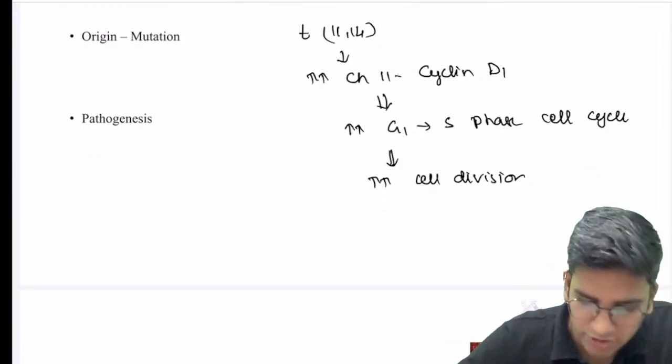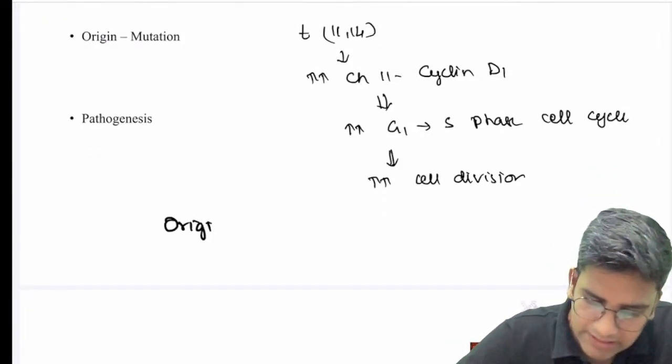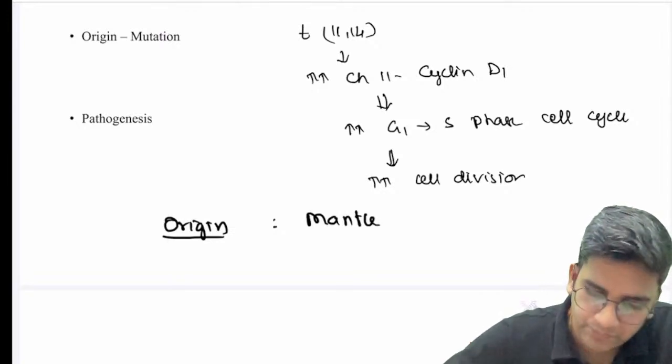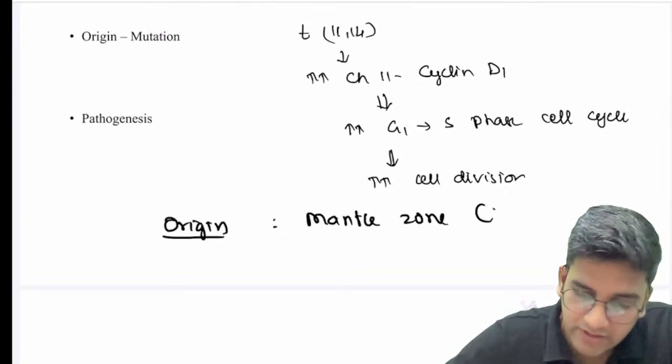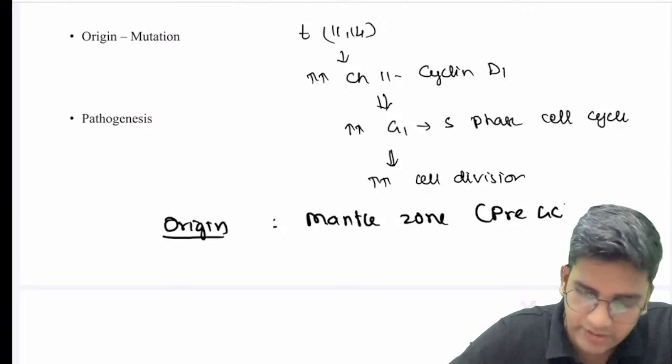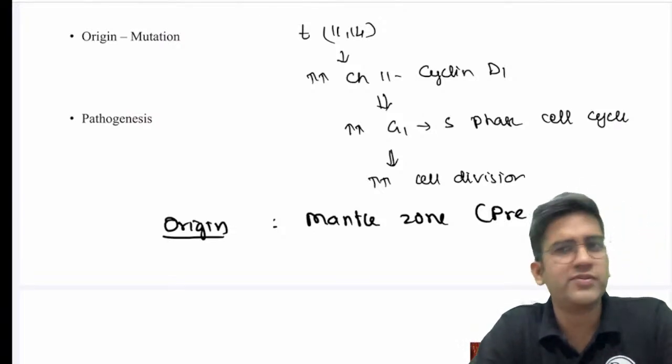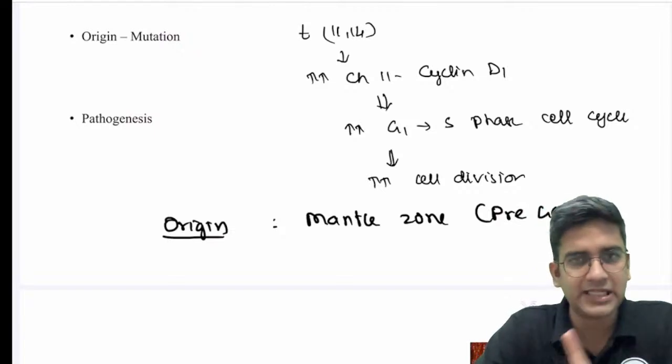The name says the origin. Origin for Mantle is undoubtedly the Mantle zone of the lymph node. If I have to be very specific, pre-germinal center. Fine. If it is specific, pre-germinal center, otherwise it's a Mantle zone of lymph node. Whatever you write, that should be right. Fine. GC stands for germinal center.